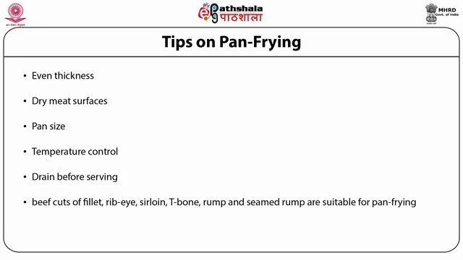The tender, fine-grained beef cuts of fillet, rib-eye, sirloin, T-bone, rump and seamed rump are suitable for pan frying. Lamb cuts suitable for frying: cutlets, short loin and middle loin chops, eye of short loin, lamb fillet, rump chops and steaks, thick flank and topside steaks, lamb channel and lamb topside or silverside steaks are all good to pan fry.